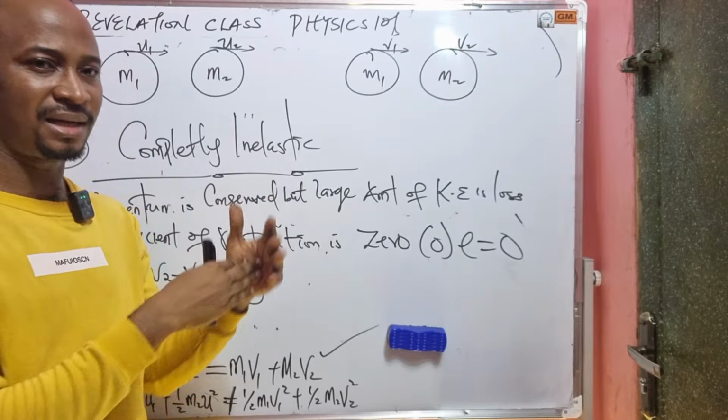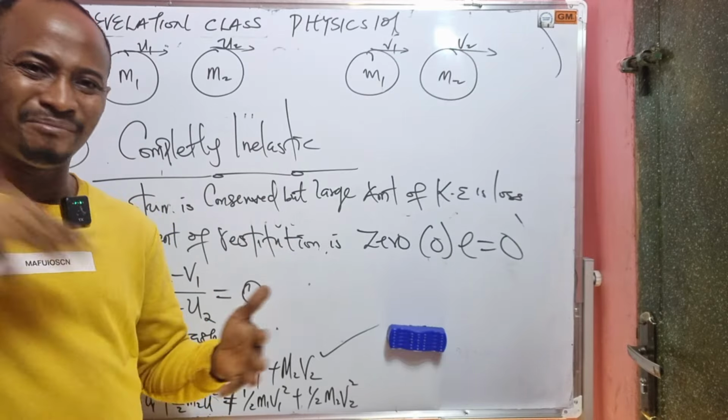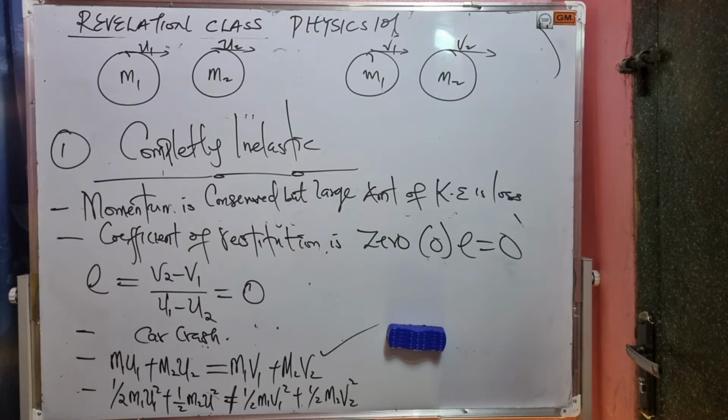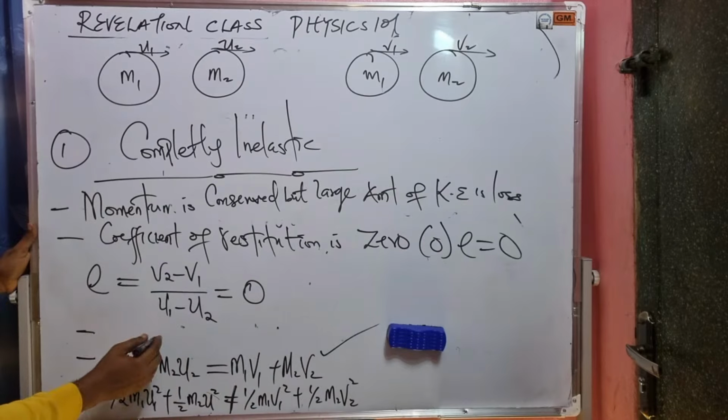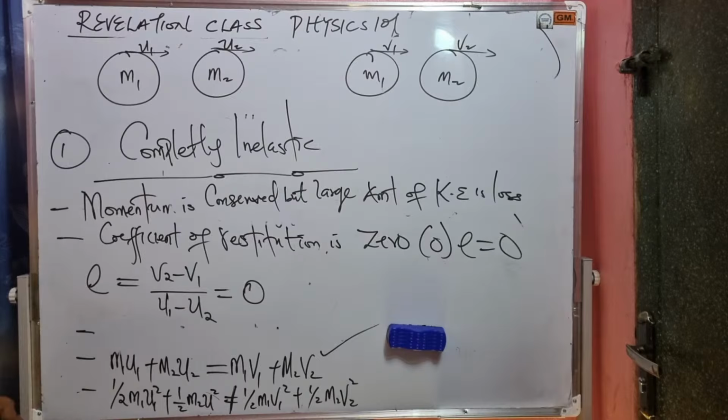They move together. Like when you fire a bullet and the bullet enters a block of wood and embeds into it, it's called completely inelastic. The value of E is 0. A good example is a bullet fired into a block of wood and embedded into it.